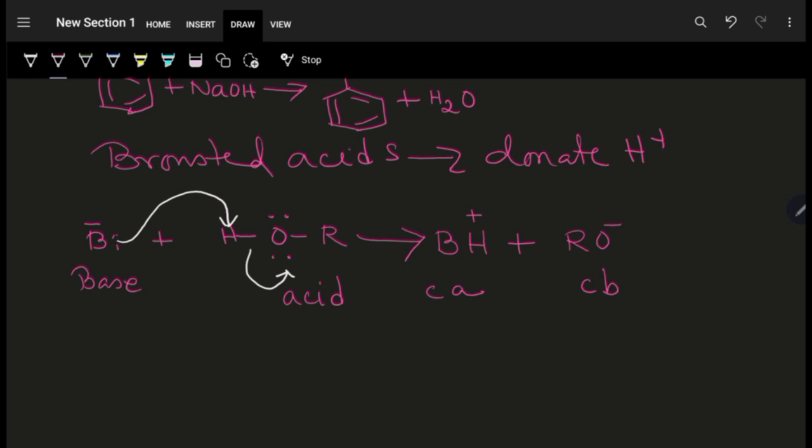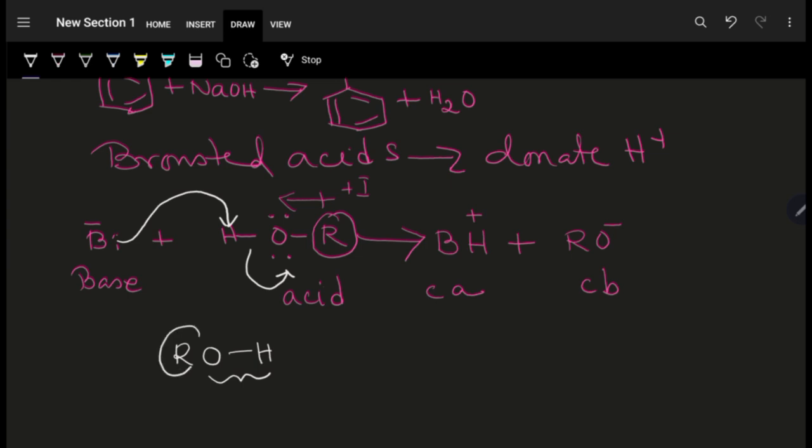An electron releasing group, like any R group, it can be methyl, it can be ethyl, any other alkyl group, increases the electron density over the oxygen due to its plus I effect. Now that decreases the polarity over oxygen-hydrogen bond. I said that in ROH, this oxygen-hydrogen bond has polarity due to the electronegativity difference.